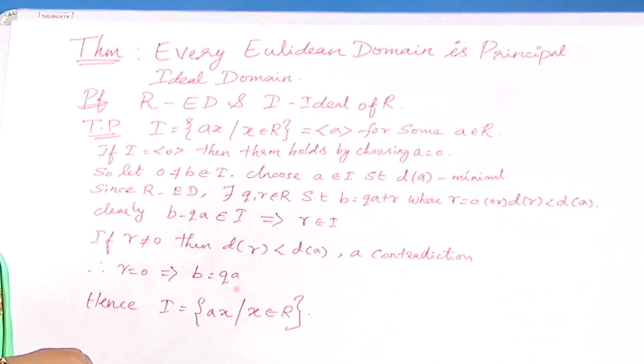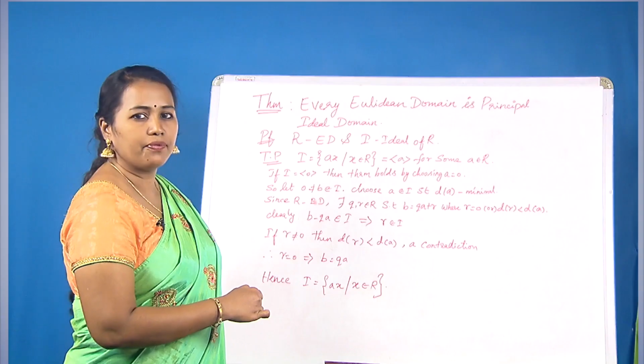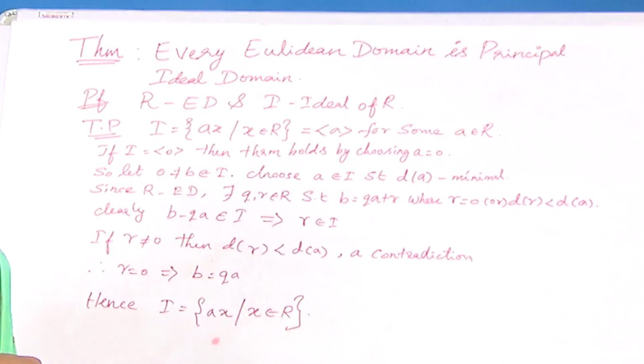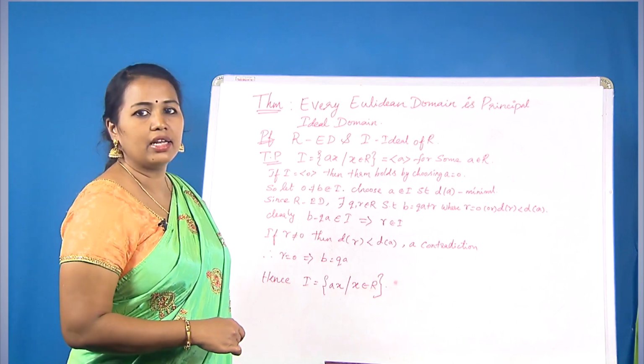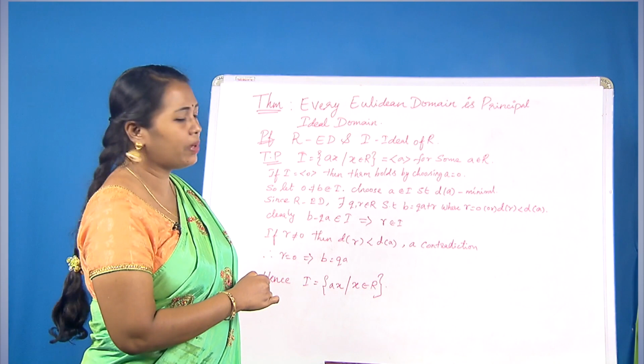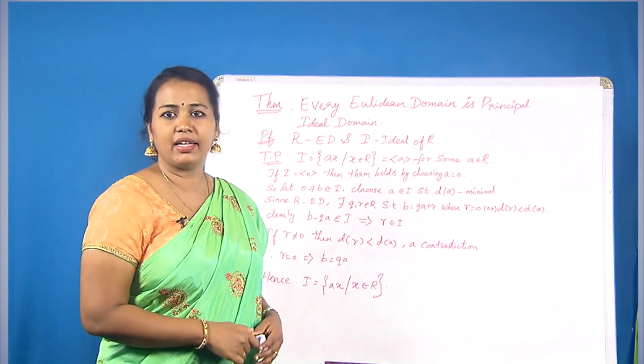So B is equal to QA, and therefore I have represented a non-zero B from the ideal in terms of multiples of A, and therefore you can say that I is the ideal Ax such that x belongs to R, a principal ideal, thereby making the Euclidean domain R a principal ideal domain.